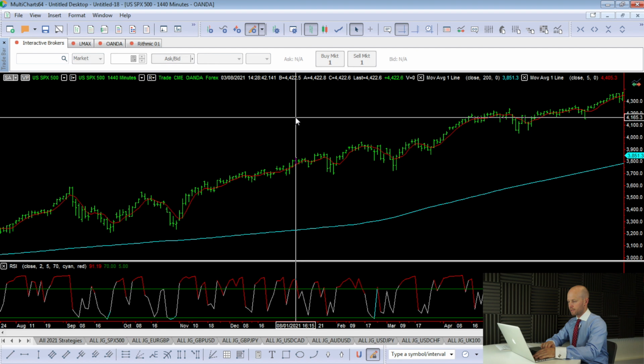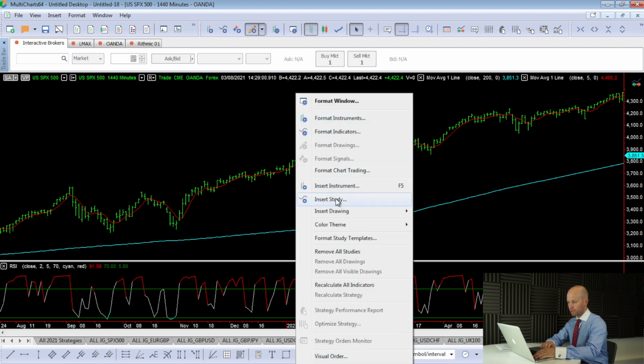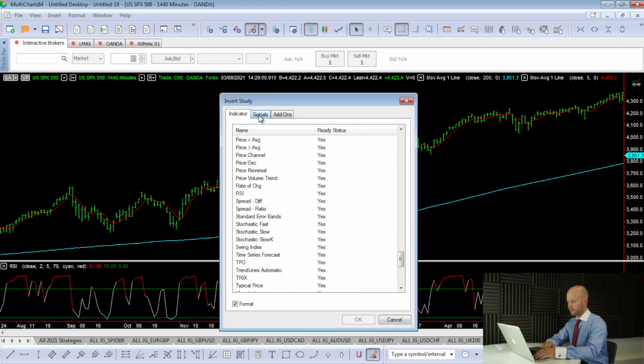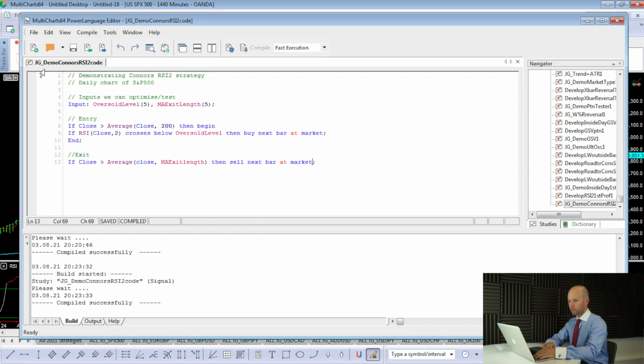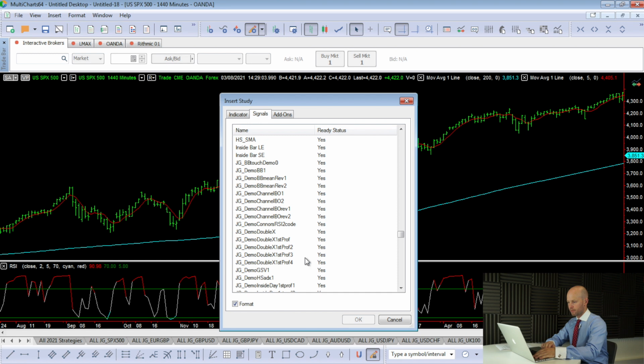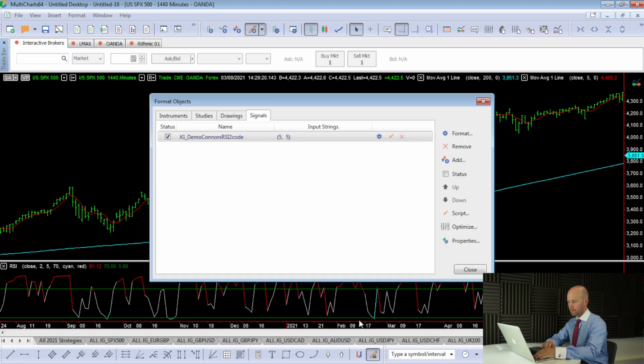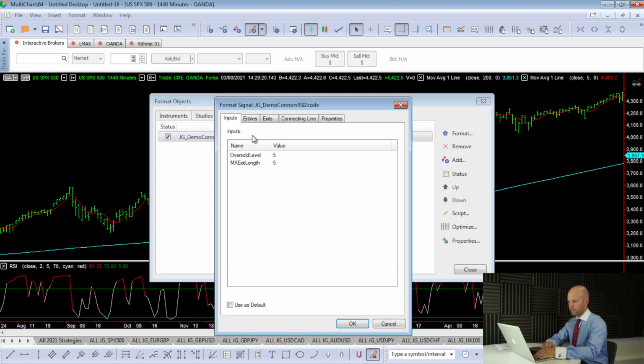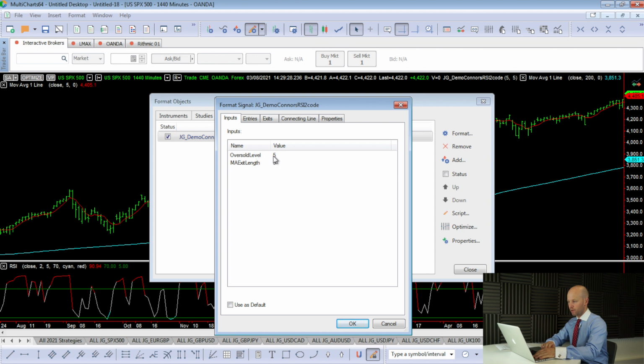So let's insert that study now, or that strategy or signal that we've just created. Select signal, and remember what we've called it. We've called it JG, Demo Connors RSI2 code. So there's the code, select that, and this is where we get to change our inputs. At the moment we're going to leave the RSI oversold level and the moving average for the exit both at 5.